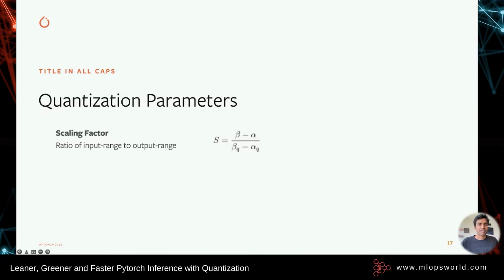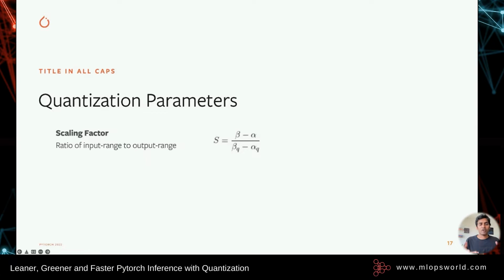All right, so coming back to quantization parameters, S is a scaling factor. Very simply, it's the ratio of the input range to the output range. That is when you're going from 32-bit to 8-bit, and your values have a minimum and maximum over here, and you want to translate that to a min-max value over here. So alpha and beta represent the min-max of the input range, and alpha Q and beta Q represent the min-max of the output.